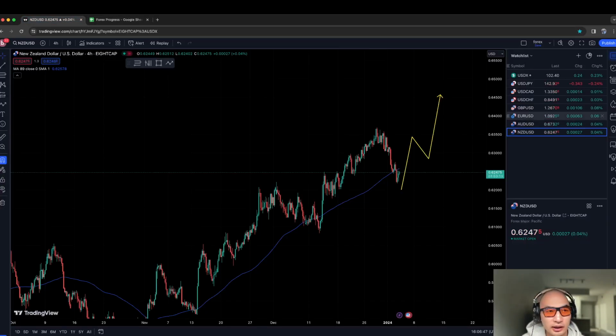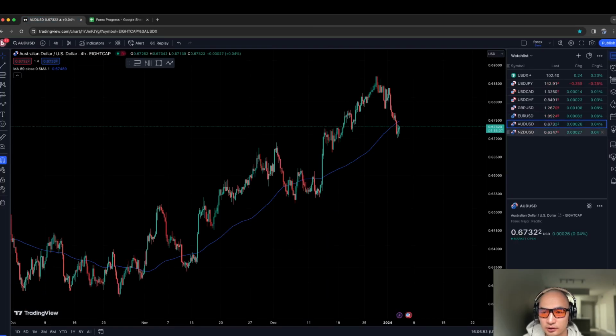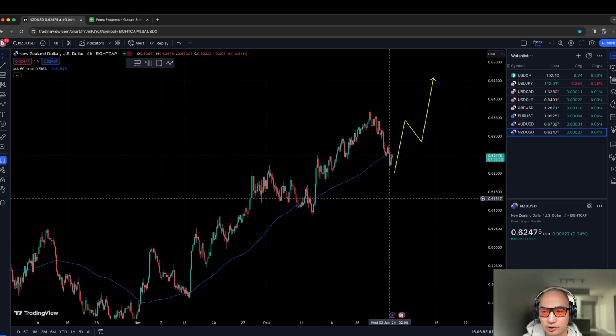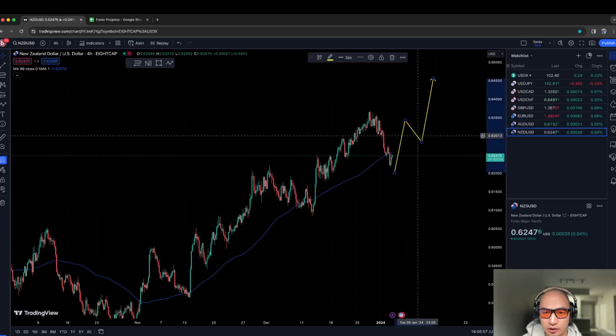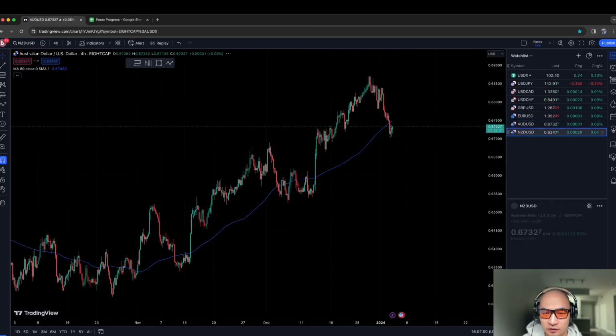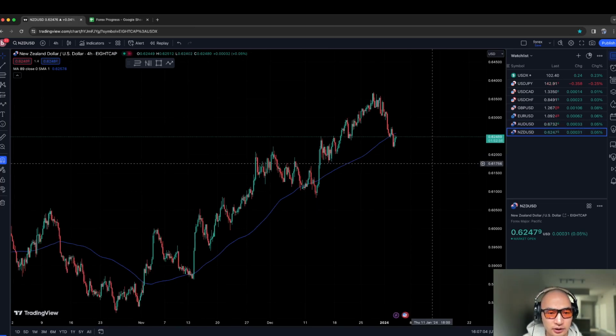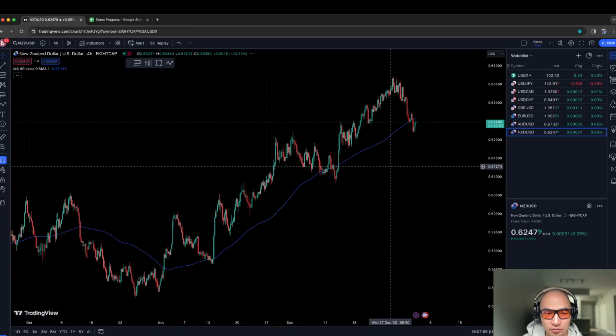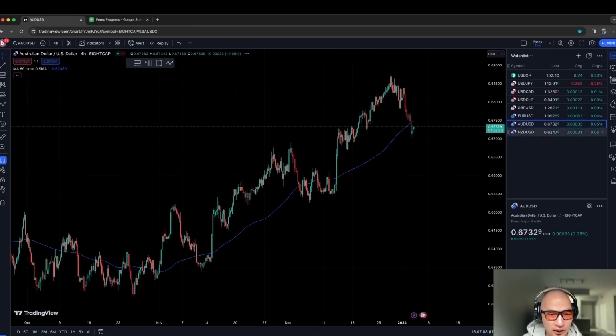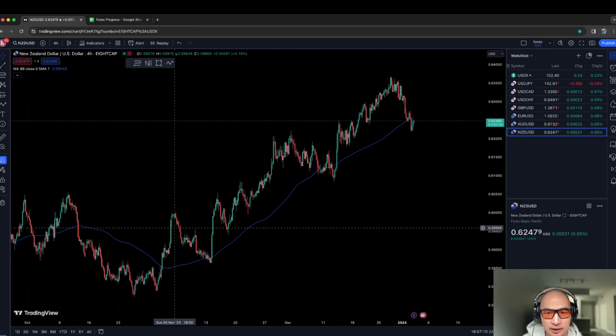Okay. Now let's analyze the New Zealand dollar USD. It's the same story as the Australian dollar USD. They look very similar. But in this case, you see nice up and down moves. Up, down, up, down, up, down, up, down, up, down.